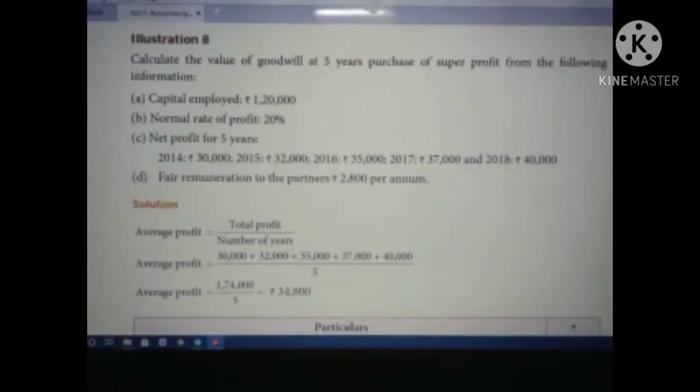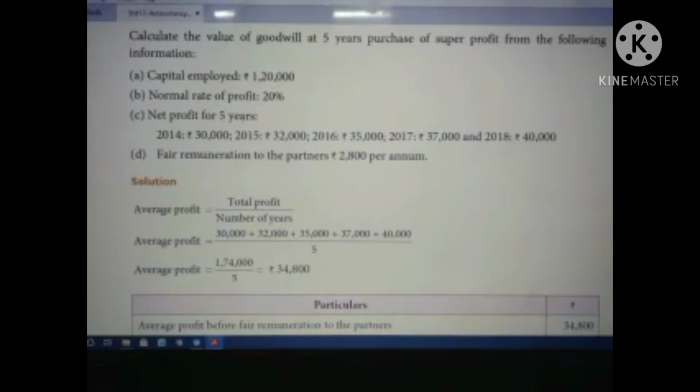For example, in this problem, they have given the net profit for 5 years. 2014 is 30,000, 2015 is 32,000, 2016 is 35,000, 2017 is 37,000, and 2018 is 40,000. In all the years a profit is given. There is no loss. If any loss is given in any year, then you have to subtract the loss. So the 5-year profit is given.